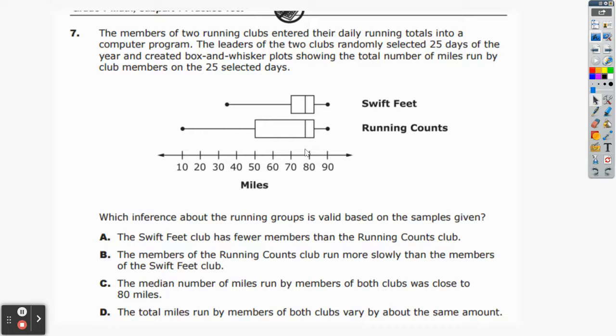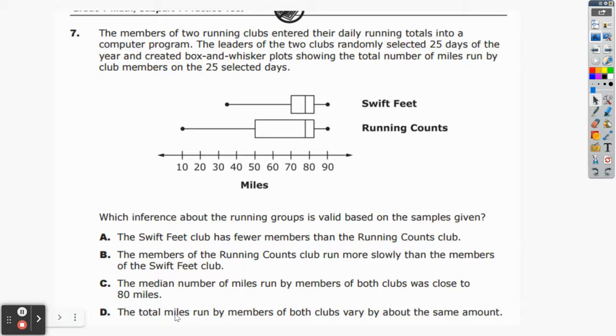C, the median number of miles run by members of both clubs were close to 80 miles. Stop for a minute. You know that this middle line is the median, not the right side, that's the third quartile, not this side, that's the first quartile, not this is the lower extreme, not this is the upper extreme. So the guy in the middle, are they about even and are they about 80? Well, it looks like they are.